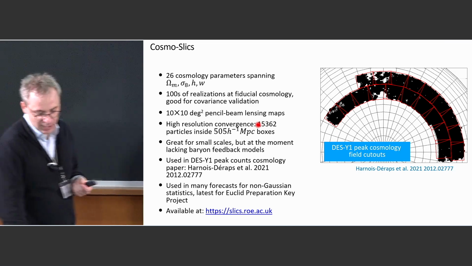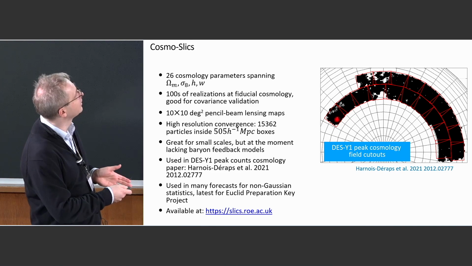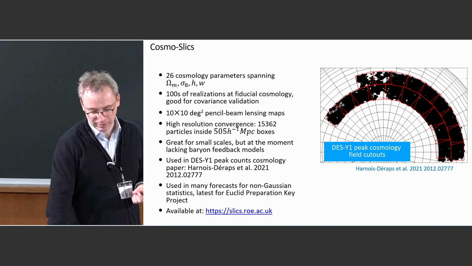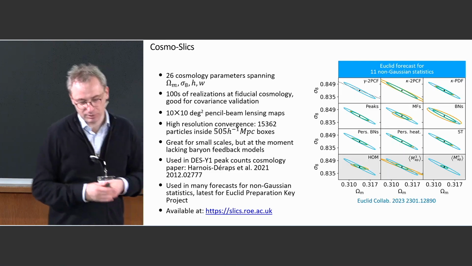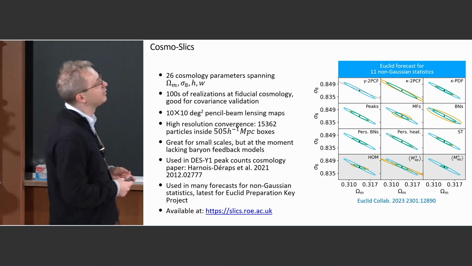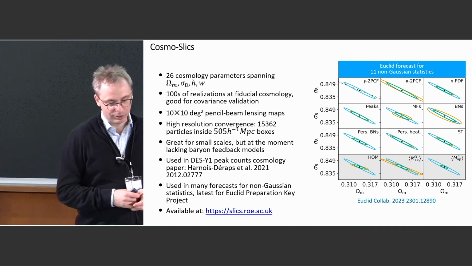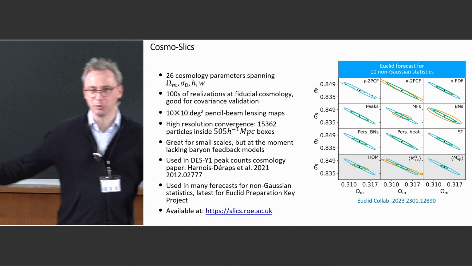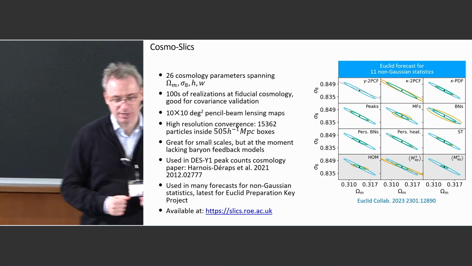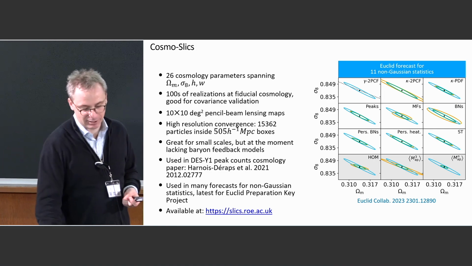Very useful data set. This is a plot of how year 1 DES was chopped up to use as 10 by 10 degree pencil beam patches. Very nice. And then for the latest forecast for Euclid, we also used this data set and produced a Fisher analysis for 11 different non-Gaussian statistics, which is really interesting, seeing the community coming together and building this and treating these higher-order statistics as a serious alternative probe, a complementary probe to the classical analysis.